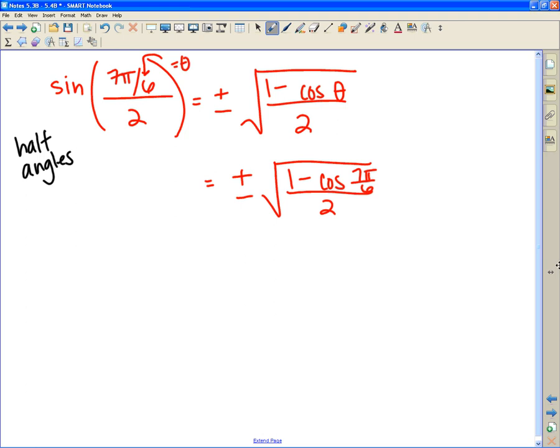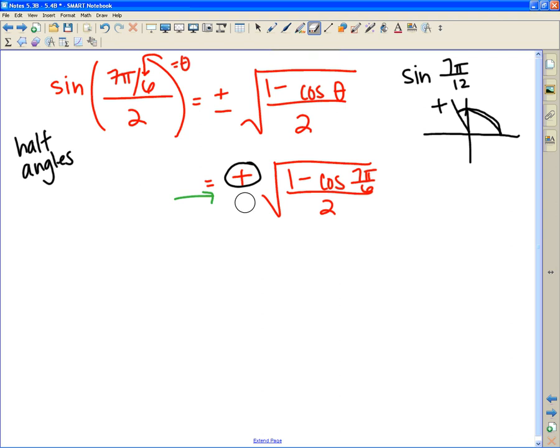Now, this problem is not so simple with plus or minus. You really have to think about what you're doing. In this case, the original problem is the sine of 7 pi over 12. I need you to draw that on the unit circle. 7 pi over 12. What quadrant would that land in? Draw the angle. And here's 0. Where would 6 pi over 12 be? 6 pi over 12 is half of pi. You're just a little bit further. So your sine value, your y value, is positive up here. So this is actually a positive answer. You do not get to have the negative answer on this one.